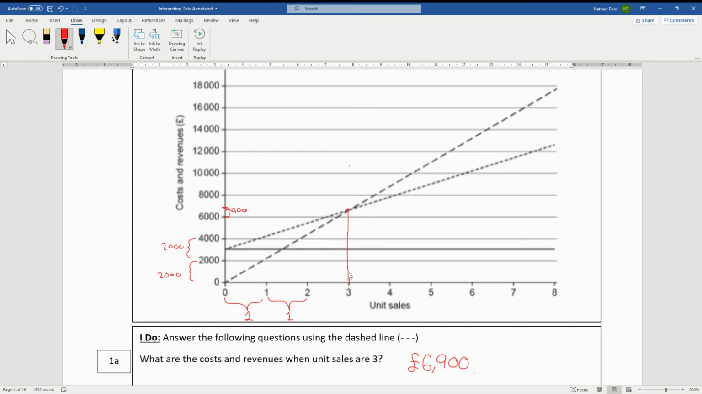Now, all I'm doing there is reading from the graph. First off, you need to figure out what this is going up in here. These are going up from 0 to 2,000, 2,000 to 4,000, in 2,000 increments. What does the 2,000 mean? This is where it gets really nice. This is why labels are important. If we have a look at our label here, it tells us it's costs and revenues in pounds.